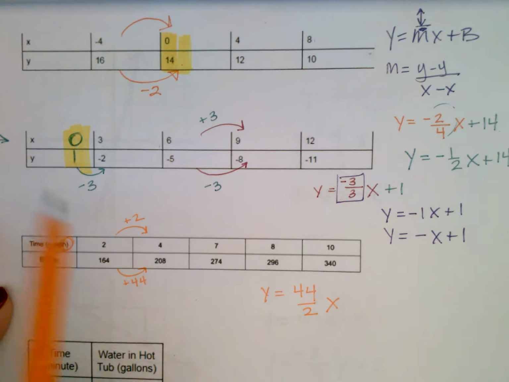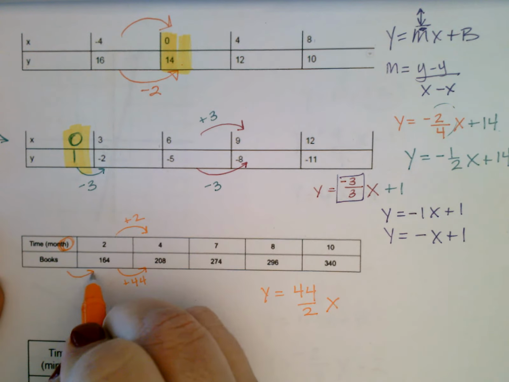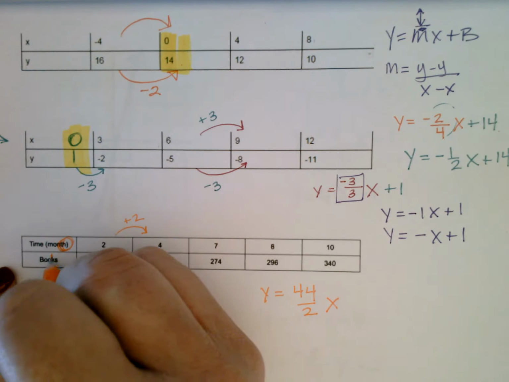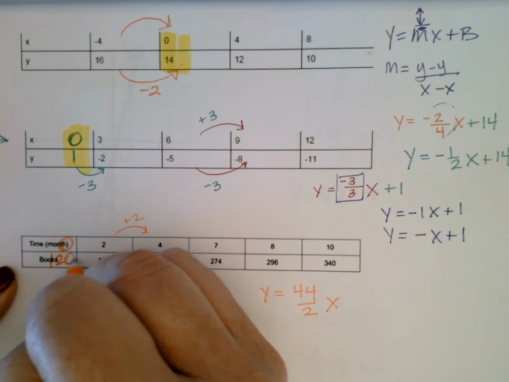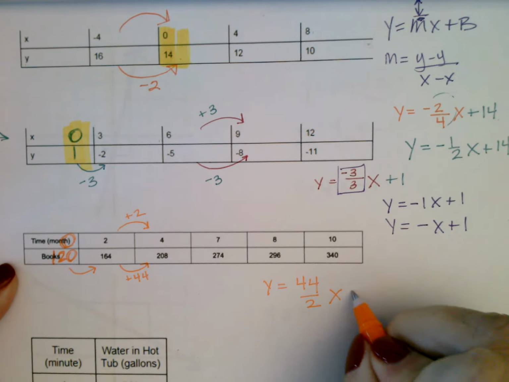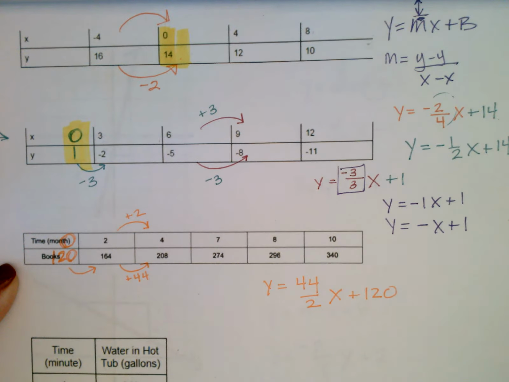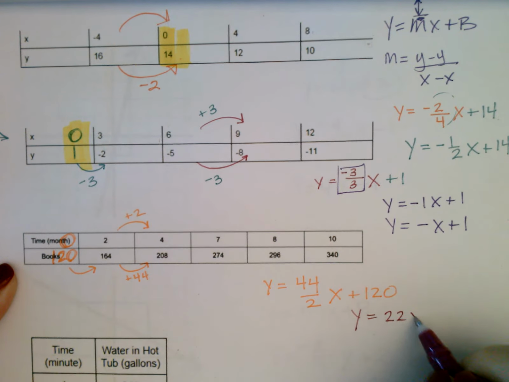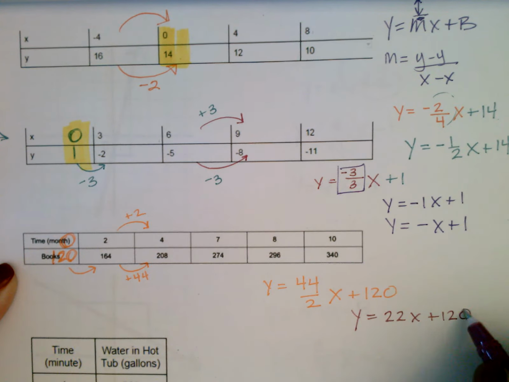Then, extending the table like I did above, if this was a number line, 0 for x would belong right here. So what number plus 44 would get me to 164? I would have to have 120 there. Reducing where I can, y equals 22x plus 120.